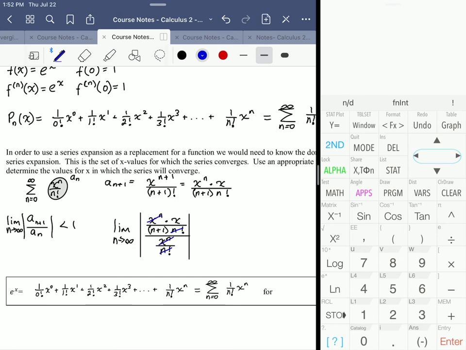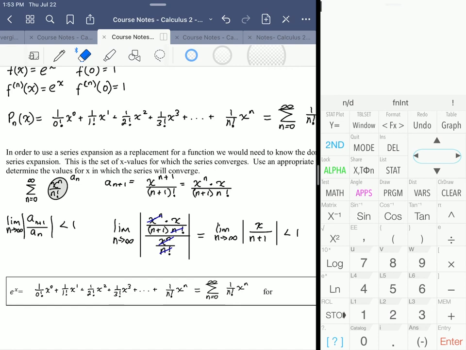All right, so nice cancellations here. Really, the challenging stuff canceled out, which is great. It doesn't always happen, but when it does, it's a beautiful thing. So this is the limit as n approaches infinity of x over n plus 1. That's got to be less than 1.